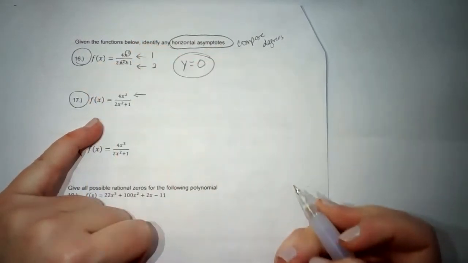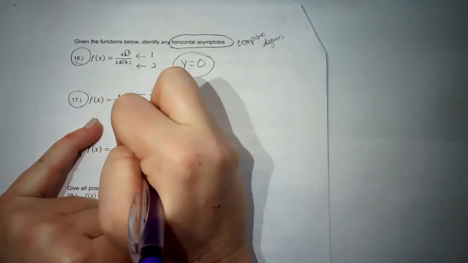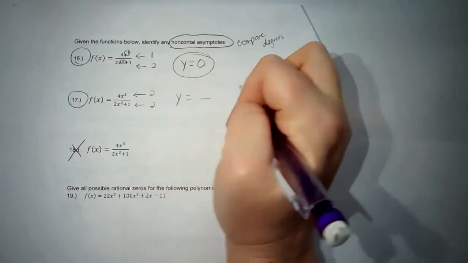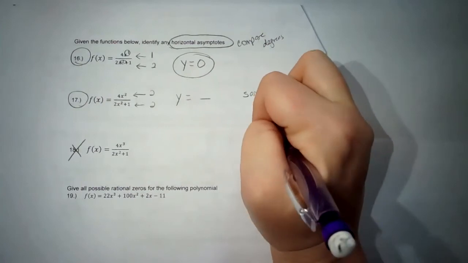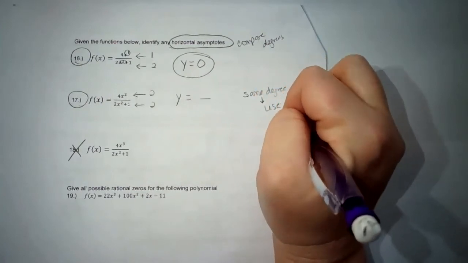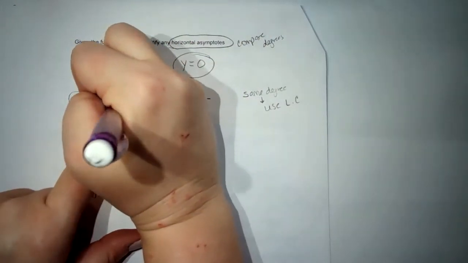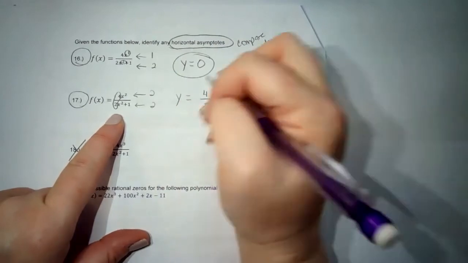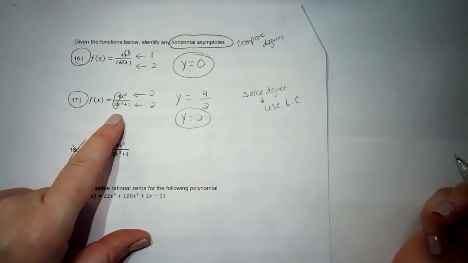Now we look at 17. We're comparing the degrees. What's the degree in the top? What about the degree in the bottom? 2. If they're the same, then you take the leading coefficient. So same degrees, use the leading coefficient. My leading coefficient is 4 in the top and 2 in the bottom. Reduce that, y equals 2.